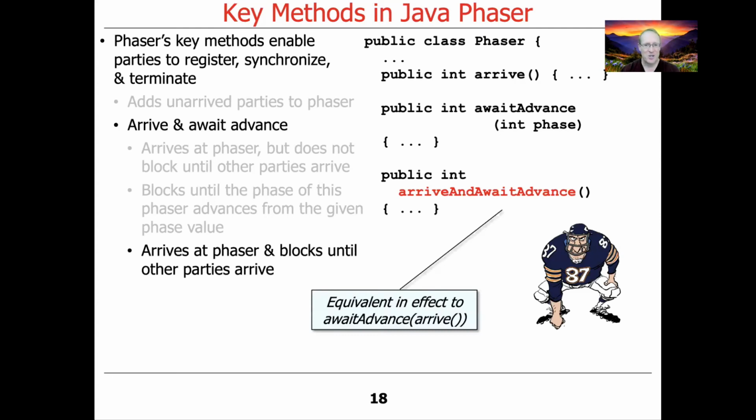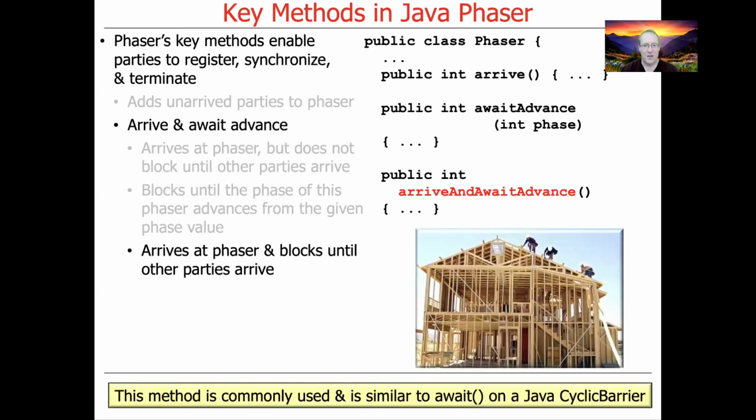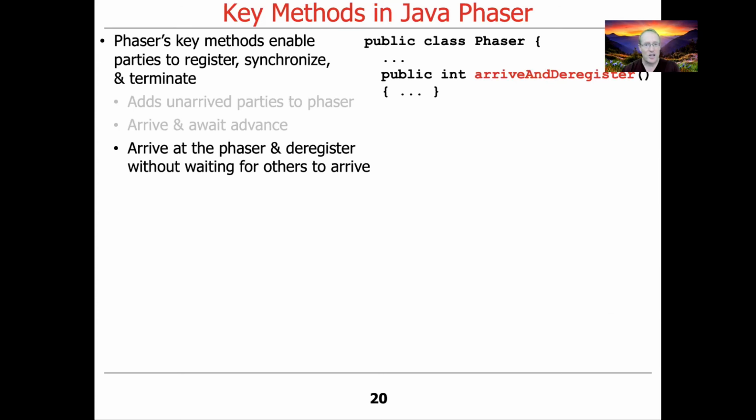This is essentially the same as using the await advance method, calling arrive to provide it with the phase number. So arrive and await advance is like calling await advance with arrive as the parameter. This is the very most common method used, and it's quite similar to the await method on Java cyclic barrier. So it says, hey, everybody, I'm here, but I'm going to wait for my other parties to show up before I advance.